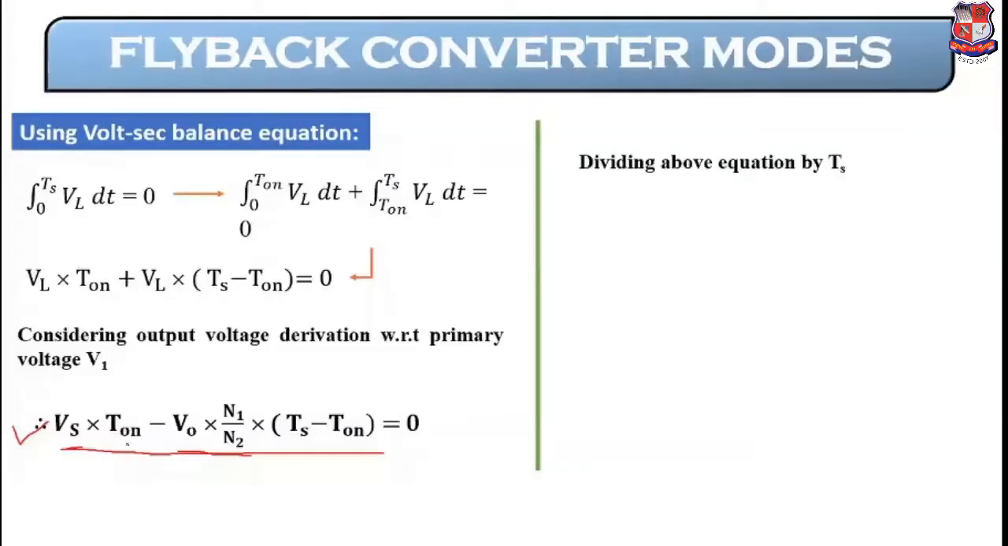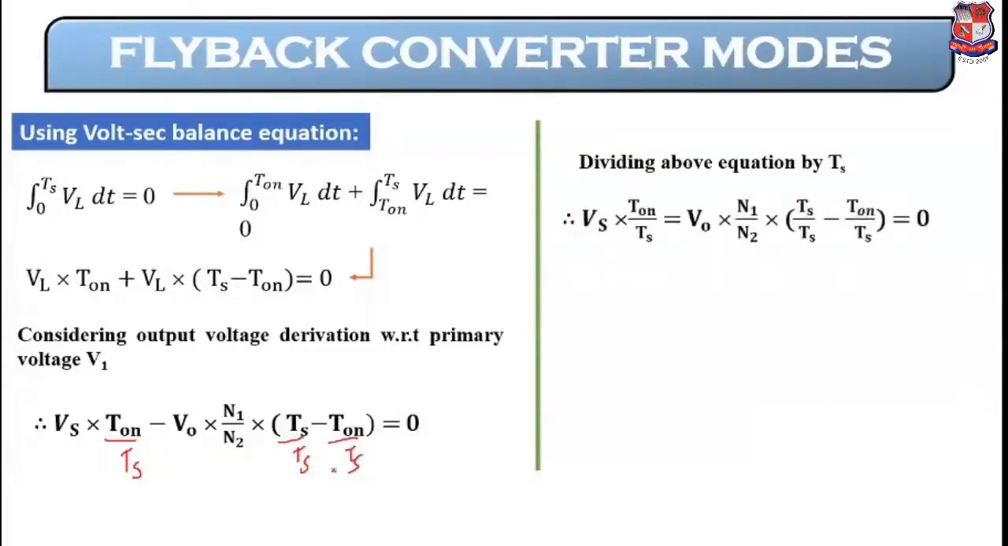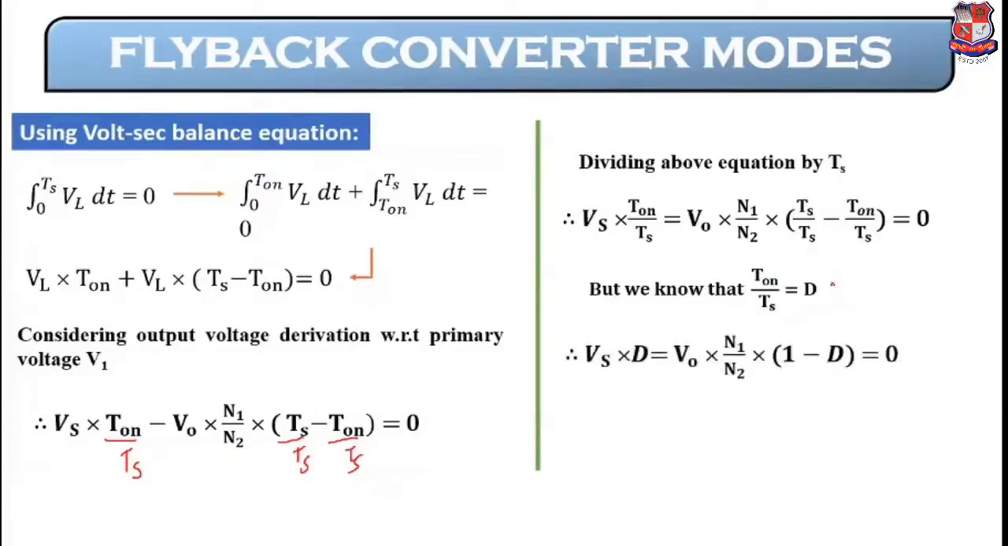Now for simplicity we can divide this equation by Ts. So over here you divide this by Ts, this by Ts, and this also you have to divide by Ts. On doing this we get this equation, simplify it, and we know that Ts by Ts will be 1, but T on by Ts is capital D, the duty cycle. If you solve this, you will get this equation. Write this equation in terms of output voltage. So you will get that the output voltage will be equal to supply into D upon 1 minus D into N2 by N1.